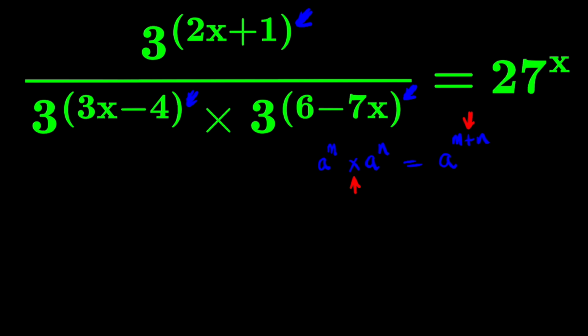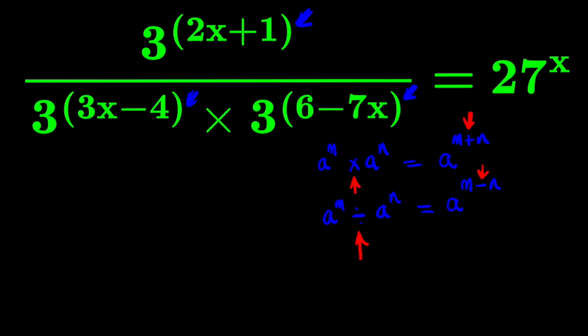The second principle says that if we have a raised to power m divided by a raised to power n, similar to the first principle, this is going to be a raised to power m minus n. This is because we have division here, so this has to be subtraction here.